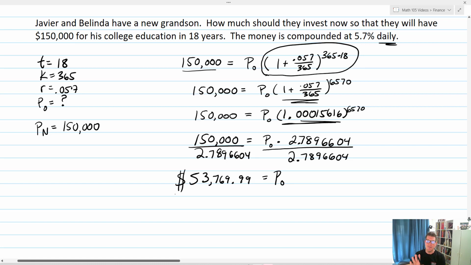Same exact equation. We're going to do basically the same exact process. It's just that we're going to set up an equation so that at the very end we're going to have to divide through by what would essentially be our interest rate, like our rate of return, which is this 2.7896604. And then that gives me my principal. So if I'm looking for the initial principal and I know my new amount of money, I can use the exact same equation.